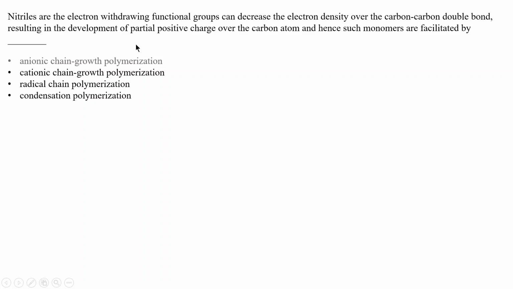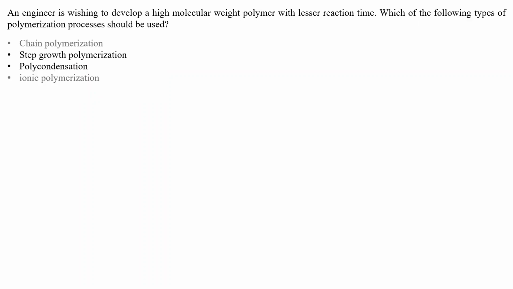So the nitrile groups are involved in the formation of partial positive charge. So that's why it is an ionic chain growth polymerization process. This is quite a straightforward answer for this question. I'm not going into too much depth about this because it is quite self-explanatory. Not much technicality is asked, only what kind of charge distribution is occurring over the carbon atom. And nitriles produce positive charge over the carbon atom, so it's an ionic chain growth polymerization. That is the first option.